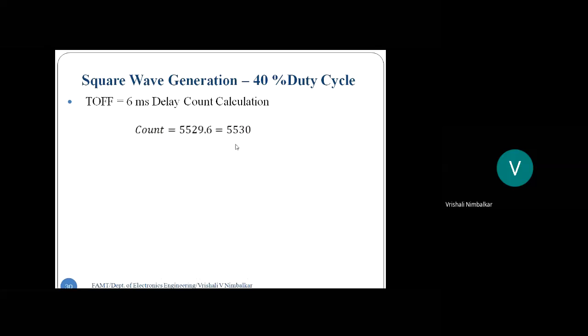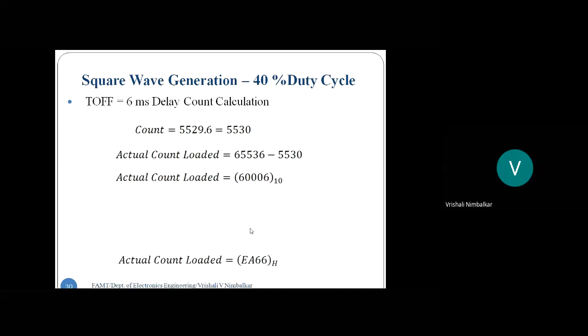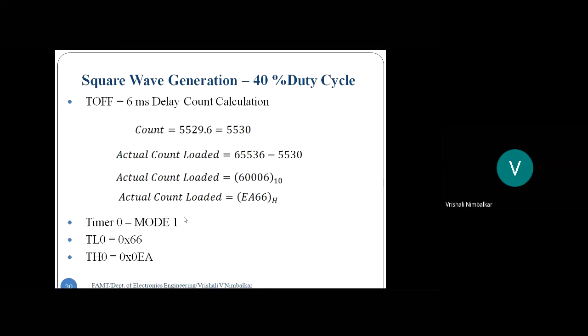Okay, students, here we have rounded up, and now the actual count loaded will be 65536 minus the calculated one. That comes as 60,006, converting it into hex EA66, and then loading this in the timer registers. We have already decided timer 0 mode 1: load the lower count in TL0, higher count in TH0. So these are two different delay calculations for the 40% duty cycle, one of 4 milliseconds for the on time and the other of 6 milliseconds for T off. Is that okay?